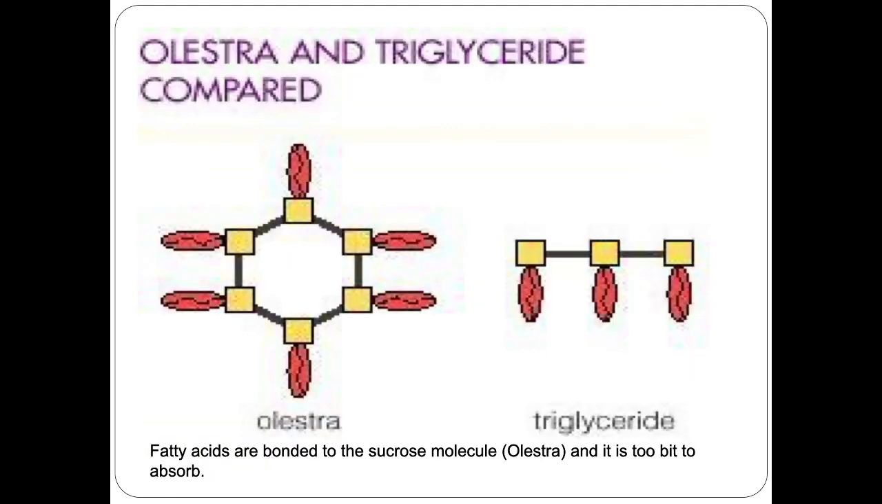And this is just a picture. It's a bit blurry, and I apologize, but this is a regular triglyceride molecule. We mentioned the glycerol backbone with the fatty acids. Olestra is a ring structure with the fatty acids sticking off the side. So you can imagine that this is significantly more difficult to digest. This is bonded to a sucrose molecule, and it's too big for our bodies to absorb.